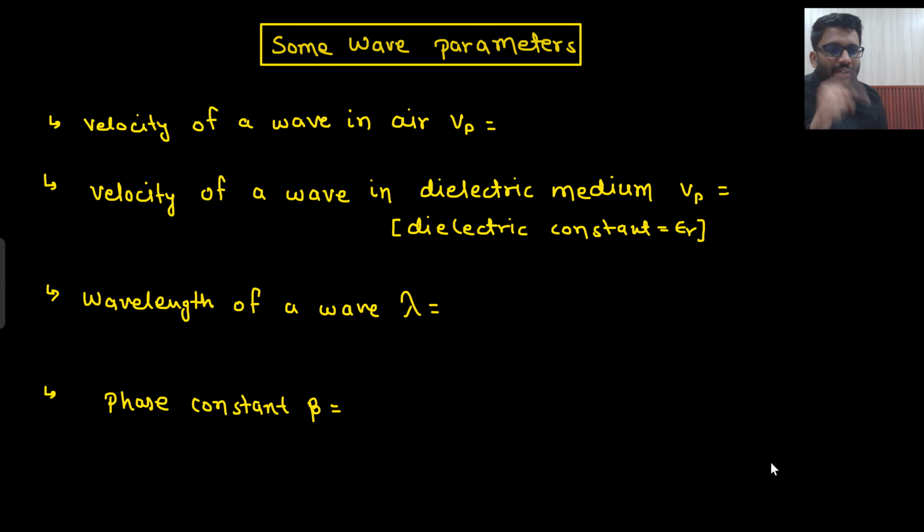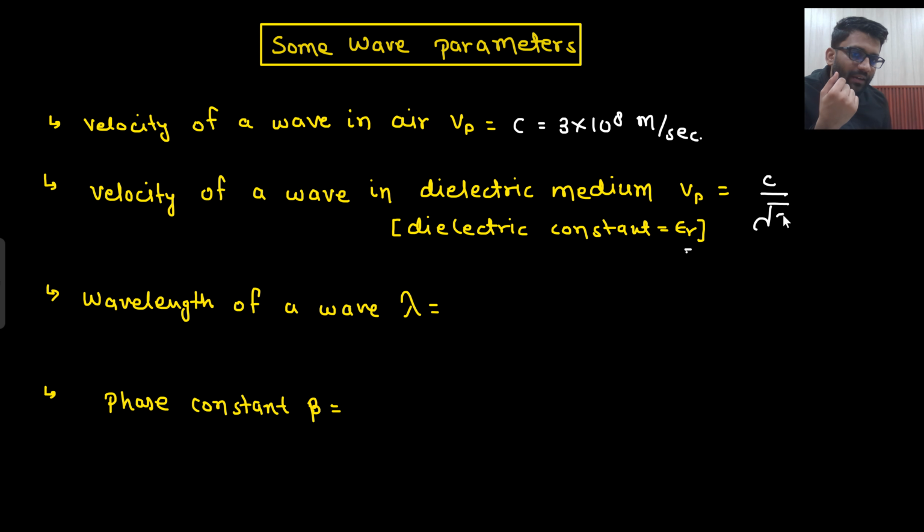So what is the velocity of a wave? Let's just say it is a light wave only. So what is the velocity of light in free space or in air? It is equal to the speed of light, which is c, 3 into 10 to the power 8 meter per second. But if it is traveling in a particular medium having a dielectric constant of epsilon r, then the velocity is equal to c divided by under root epsilon r.